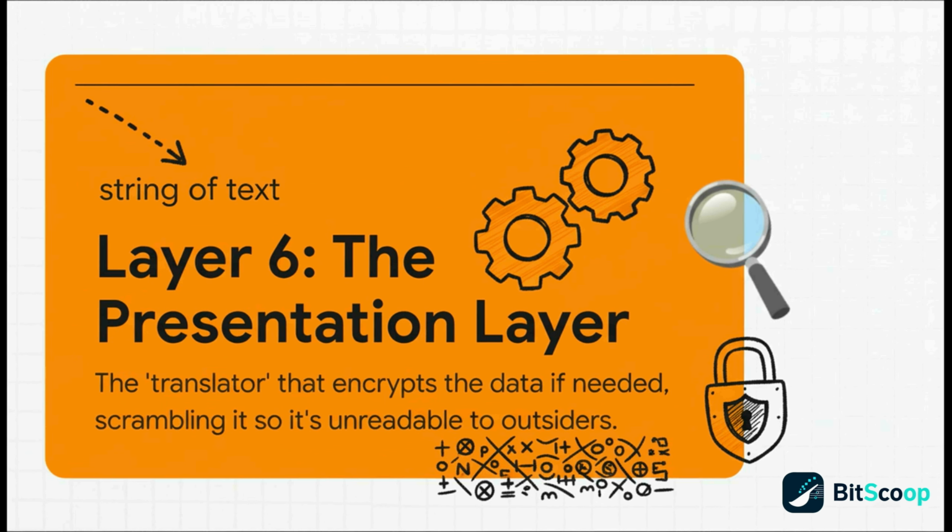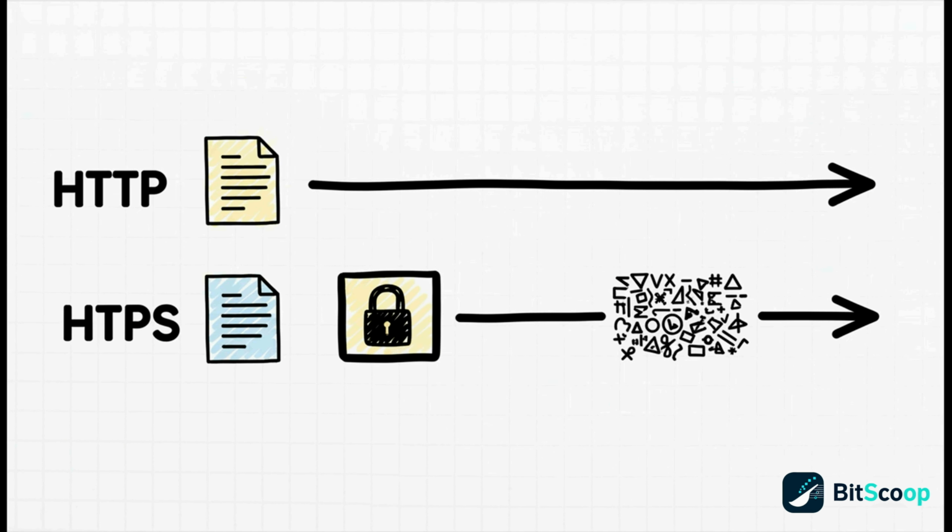Okay, so that big chunk of text gets passed down the chain to the next layer, layer 6, the presentation layer. This layer is basically a mix between a translator and a security guard for your data. Now, in our simple example, we're just using plain old HTTP, so the data pretty much just sails right through. But if this were a secure connection, HTTPS, this is the layer that would do all the encryption, jumbling it all up so nobody snooping around can make any sense of it.